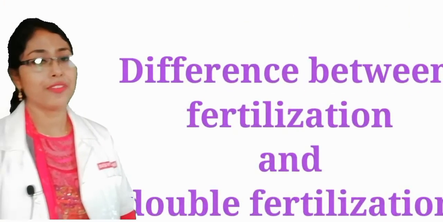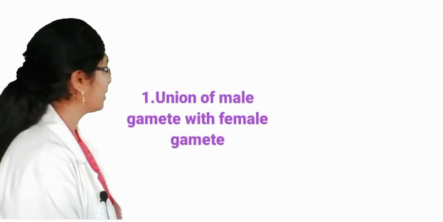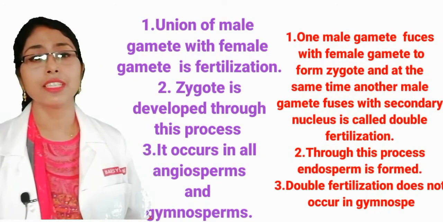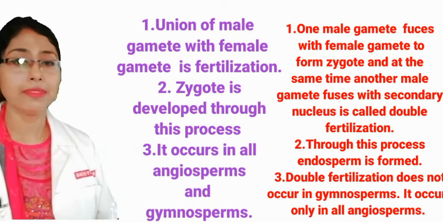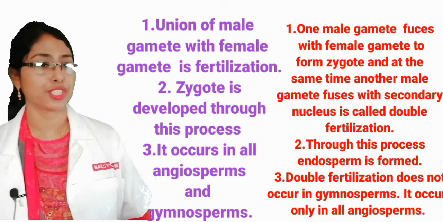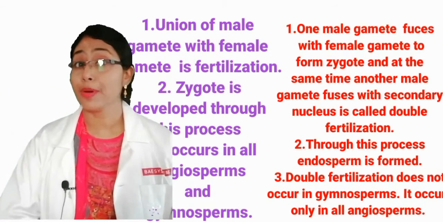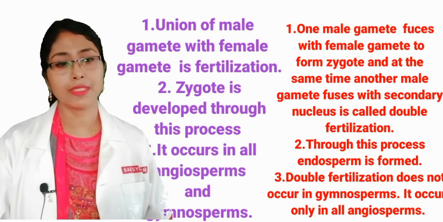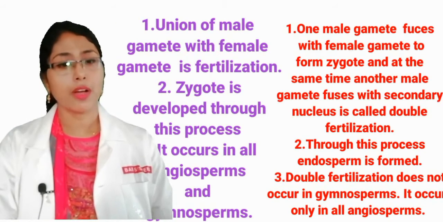Okay, difference between fertilization and double fertilization. Union of male gamete with female gamete is fertilization, and one male gamete fuses with female gamete to form zygote, and at the same time another male gamete fuses with secondary nucleus is called double fertilization. Through fertilization the zygote is developed, and through double fertilization endosperm is also developed. Fertilization occurs in all angiosperms and gymnosperms. Double fertilization occurs only in angiosperms. It doesn't occur in gymnosperms.